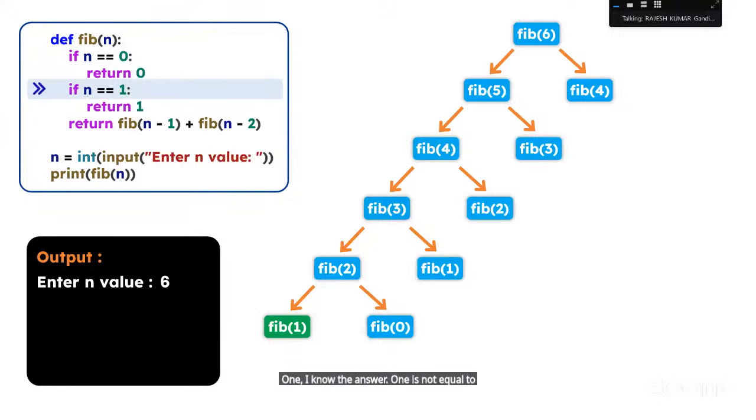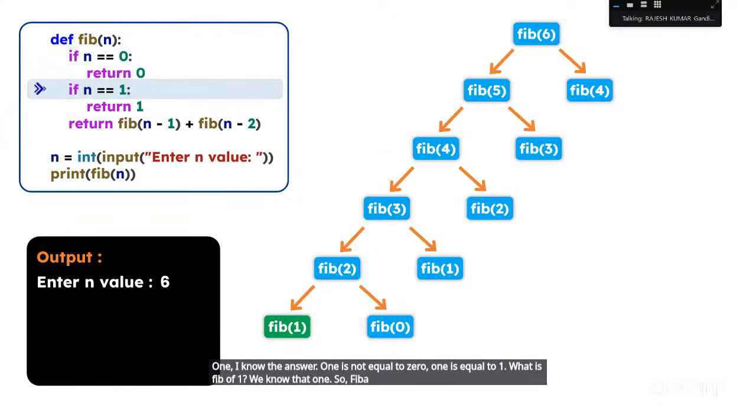1 is equal to 1. What is fib of 1? We know that fib of 1 is 1. So you see, we are getting 1 here. Now we are not making any recursive calls. Now the recursive calls are stopped. Now the left wing is completed, we'll go to the right half.